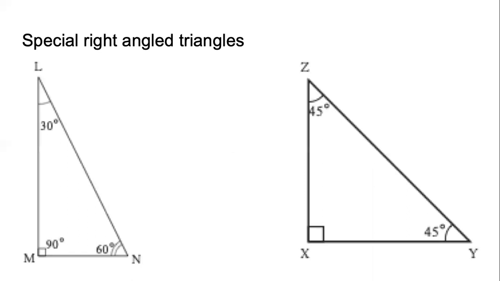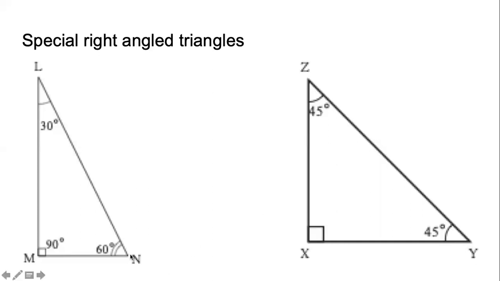We'll start with the revision. One of the things that we studied last year and used this year also was about special right angle triangles. Two of them: the 30, 60, 90 right angle triangle, and the 45, 45, 90 right angle triangle. On the left hand side, triangle LMN is a 30, 60, 90 triangle. On the right hand side, triangle XYZ is a 45, 45, 90 degree right angle triangle.